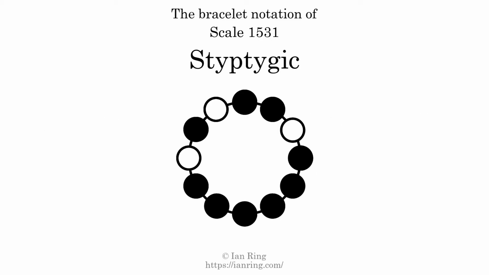This is a bracelet notation diagram of scale 1531. The shaded circles represent tones that appear in the scale, and they are read clockwise, starting at the top.